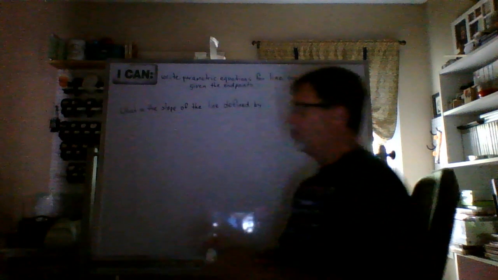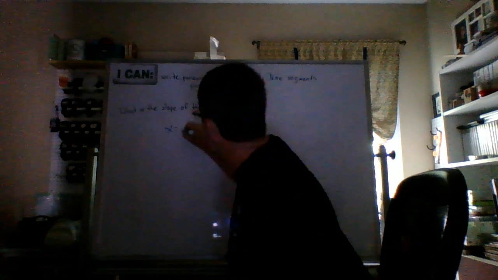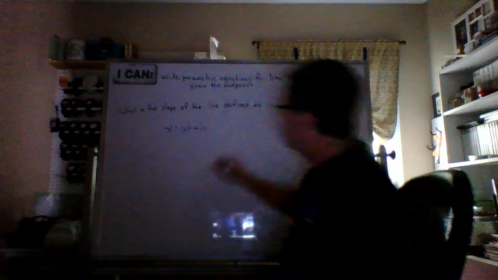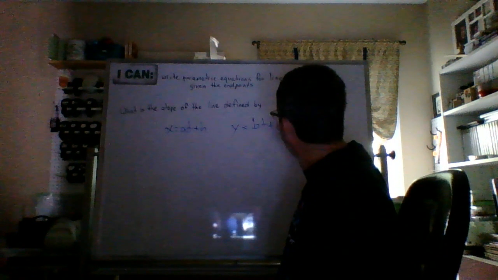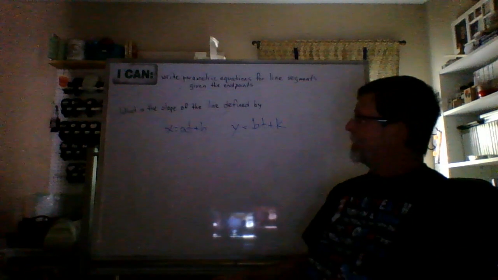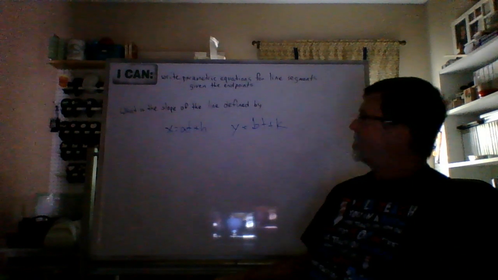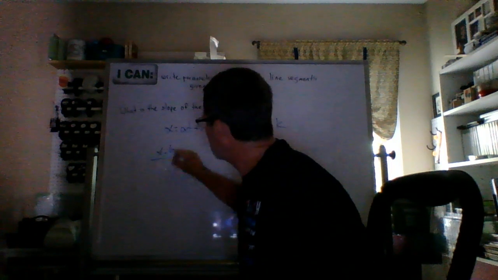Suppose I have the two parametric equations, x is equal to at plus h, and y is equal to bt plus k. And I want to know the slope of the line that comes from those two parametric equations. All right, let's go ahead and solve. x minus h over a is equal to t.